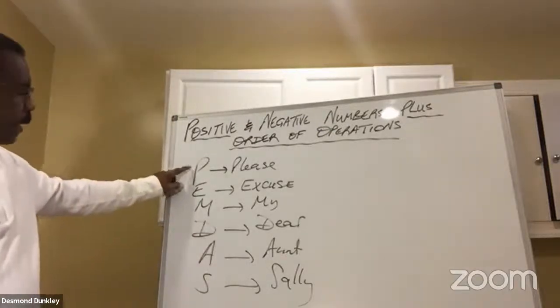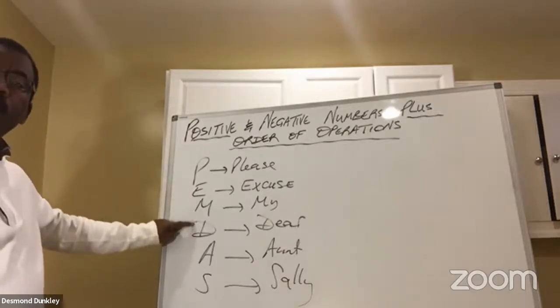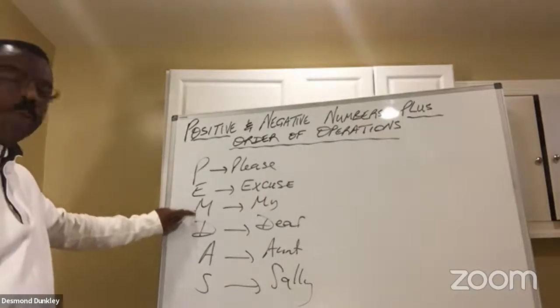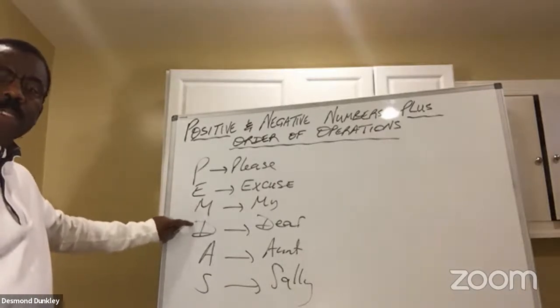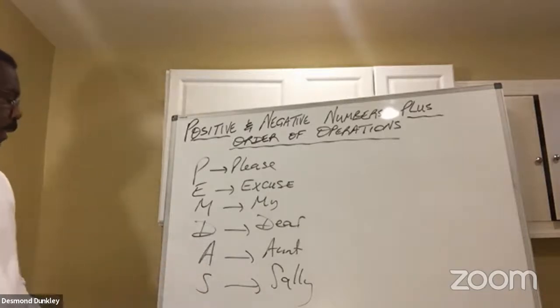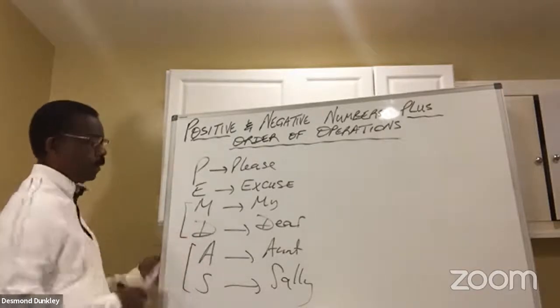Parentheses go first, exponents go second, multiplication and division. Truthfully, multiplication and division, they are equal in priority. It doesn't matter which one you do first, it will give you the same result. And addition and subtraction, it doesn't matter, they're equal. So these two are equal, these two are equal.